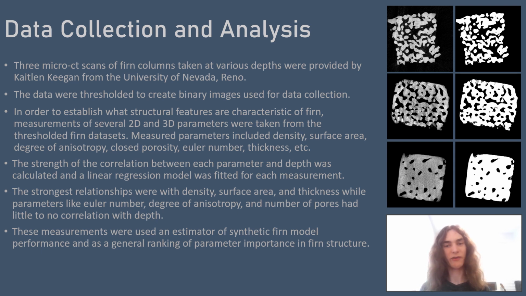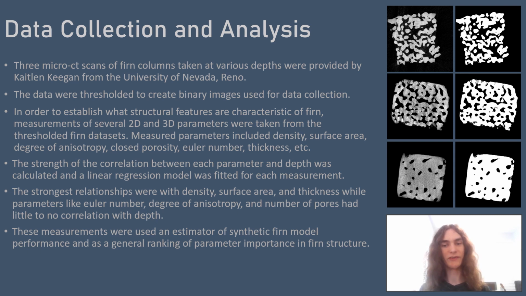So once this data was thresholded, I could then take measurements of several different structural parameters, both for 2D image slices and as a 3D volume. And these parameters included things like density, surface area, thickness, Euler number, etc. And the goal of taking these measurements was to determine what are the characteristic features of Firn.